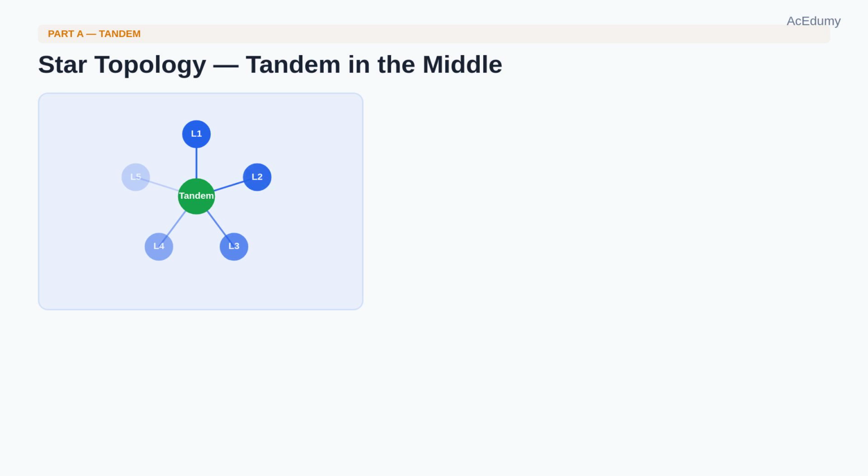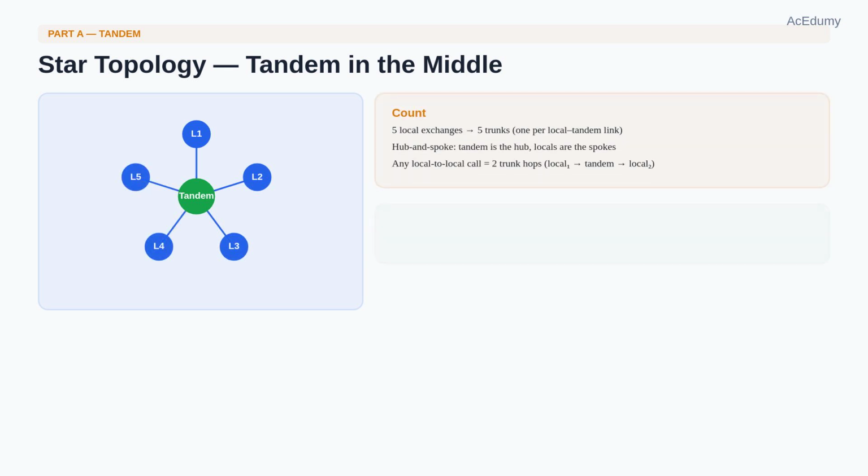Part A. Tandem topology. We have 5 local exchanges. Each one runs a single trunk to the tandem in the middle. 5 locals, 5 trunks. That is it. This is a classic star topology. The tandem is the hub, the locals are the spokes. Notice that any call between 2 locals takes 2 trunk hops, local 1 to tandem, then tandem to local 2. It is 1 extra switching step, but you only paid for 5 trunks total.